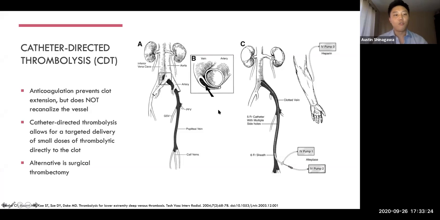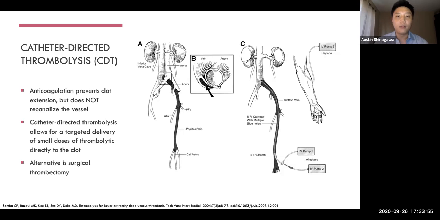So catheter-directed thrombolysis is based off the theory that you want to open up the veins because anticoagulation prevents clot extension, but it doesn't actually recanalize the vessel. Whereas thrombolytics, such as TPA, which we'll talk about in more detail, actually break down the clot and can open up the vessels. Catheter-directed thrombolysis in particular is an intervention where you put a catheter in direct apposition to the clot to deliver very targeted therapy.